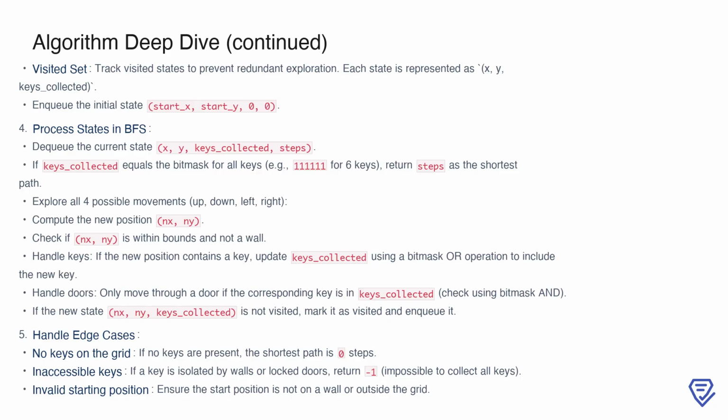If the new position contains a key, the bit mask is updated to include that key using a logical OR operation. For doors, movement is allowed only if the corresponding key is already in the bit mask, which is checked using a logical AND operation. If the new state is valid and hasn't been visited, it's marked as visited and enqueued for further exploration.